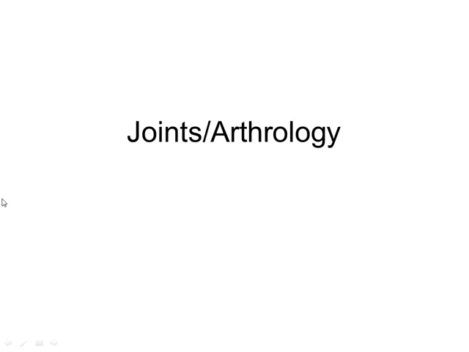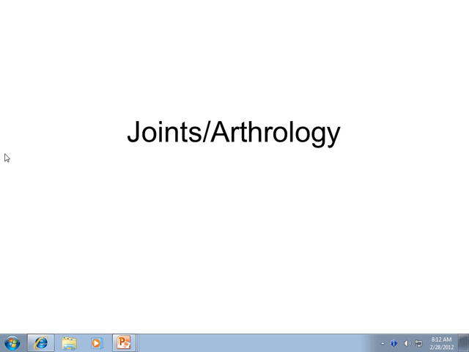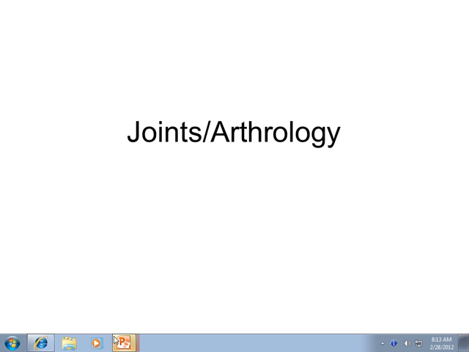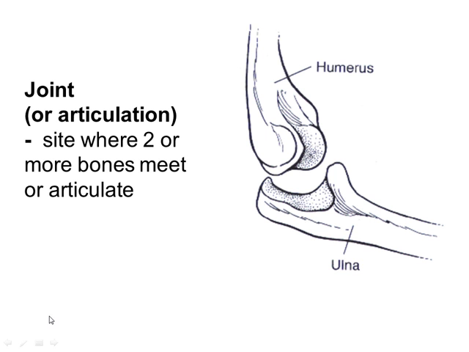So this is chapter 8 in your textbook. And the word arthrology is also a word you'll see associated with joints. You guys have probably heard of arthritis. Basically that's an inflammation of the joints. Anytime you see the word itis, that's inflammation. So arthritis is inflammation of the joints.